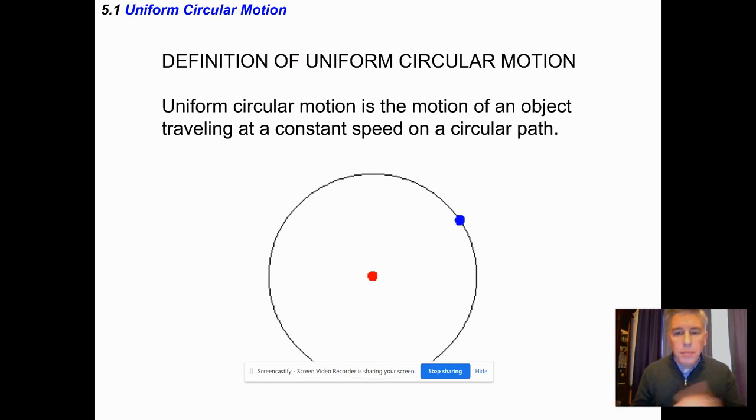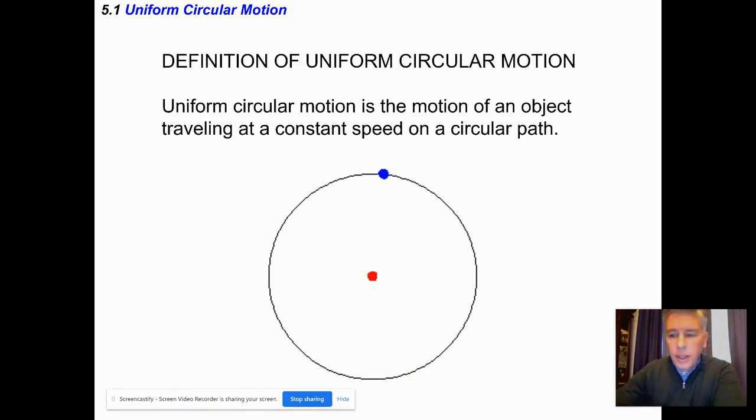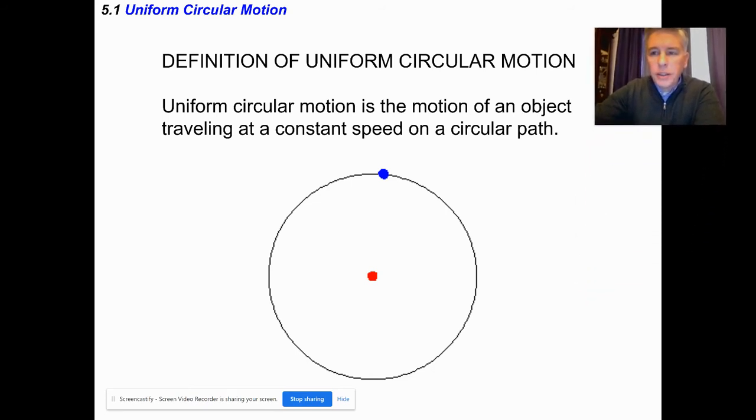So what do we mean by uniform circular motion? The biggest thing with uniform circular motion is the object is moving at a constant speed in a circular path. So if I watch this blue dot, it's moving at a nice constant speed around the center here. This would be the center of that red dot.